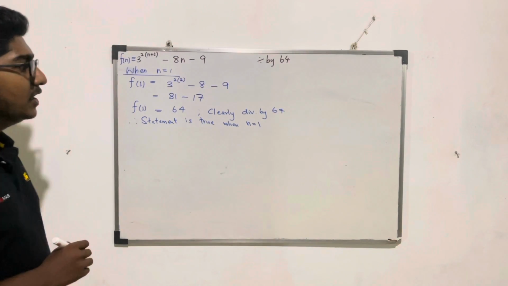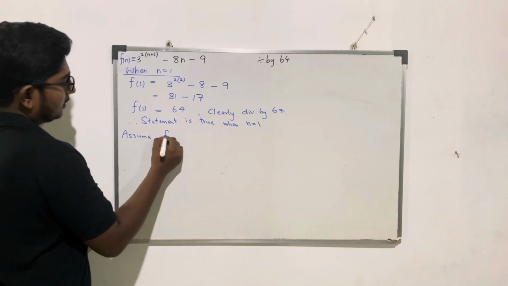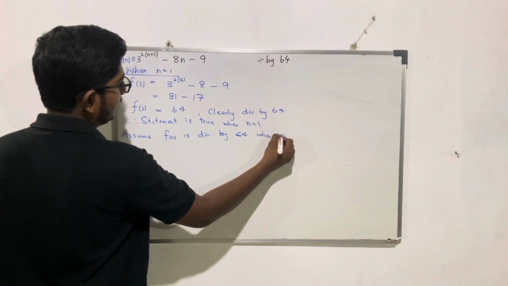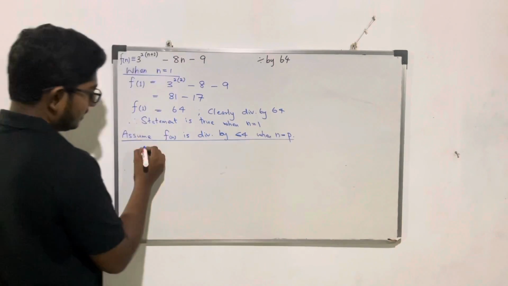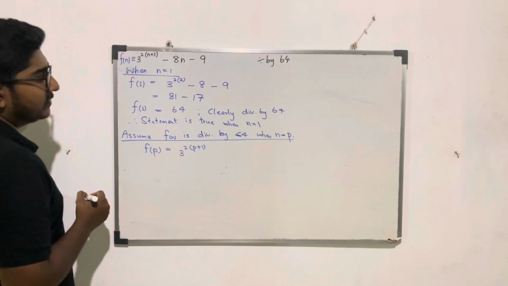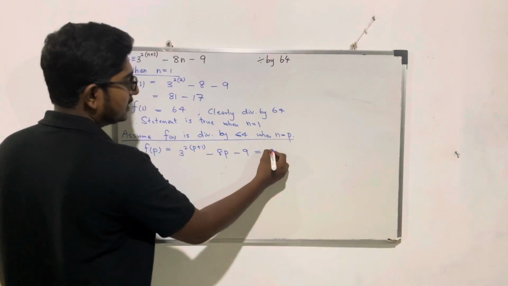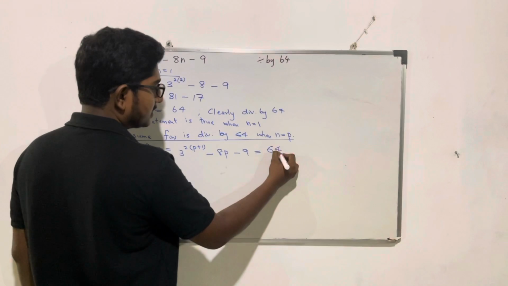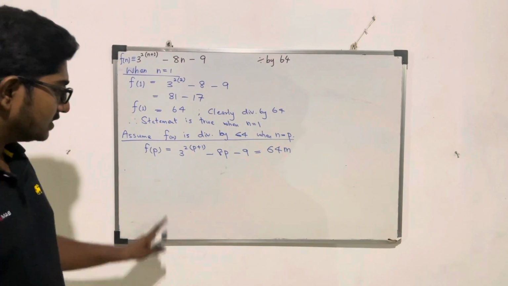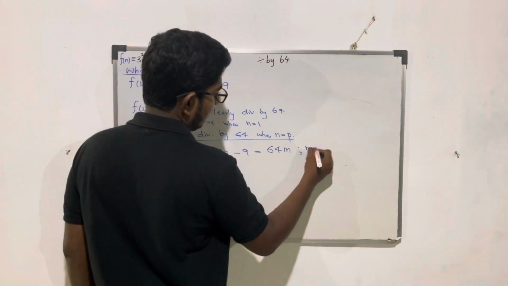So p is a general value, which is a positive integer. Assume f of n is divisible by 64 when n equals p. Then f of n becomes f of p, which is 3 to the power 2p plus 1 minus 8p minus 9, is divisible by 64. Instead of n we have to write p. That means this statement can be written as 64 times a positive integer. If an expression is divisible by 2, we can write that as 2m or 2q, where m and q are integers. So here m is a positive integer.